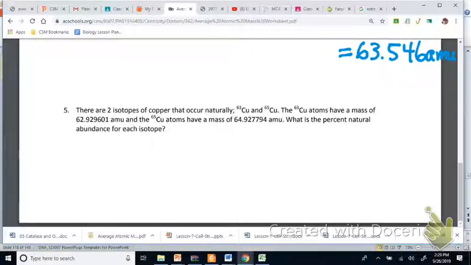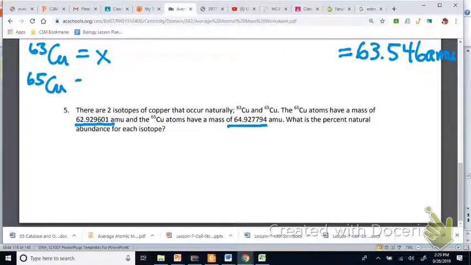Notice the masses are provided to us, but what is not provided to us are the abundances. That's what we're going to solve for in this problem. So I'm going to allow the percent abundance of copper 63 to equal X. I don't know what it is. I need to solve for it. Since I know there are only 2 isotopes of copper, if X is copper 63, 1 minus X must be copper 65 because added together they equal 100%.